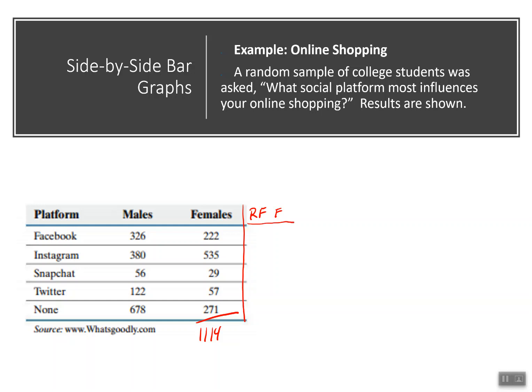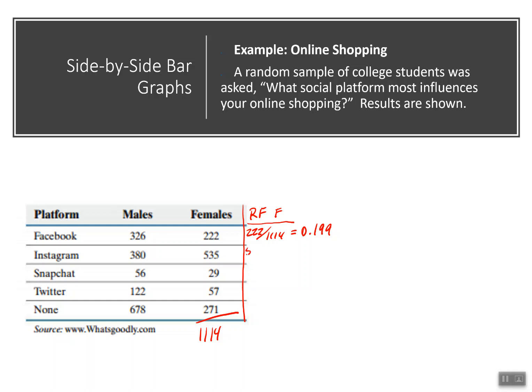And the relative frequency is going to go back to each of the categories. So I'm going to look at the Facebook. There were 222 responses for Facebook out of the total 1114. Divide that using your calculator, and you get 0.199. Let's complete that for the remaining 5 categories.